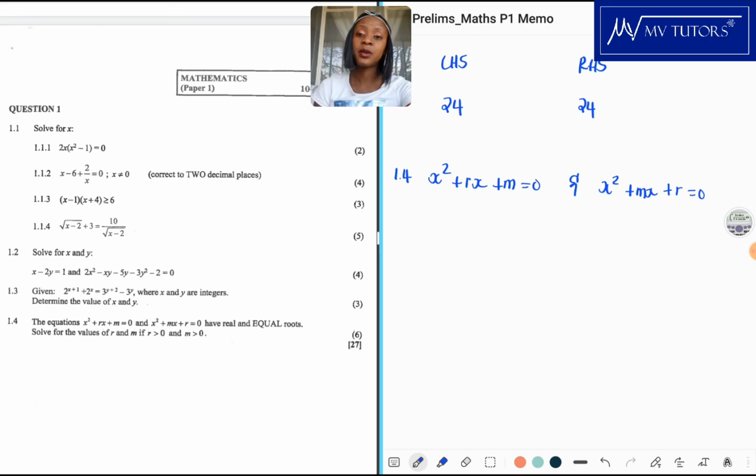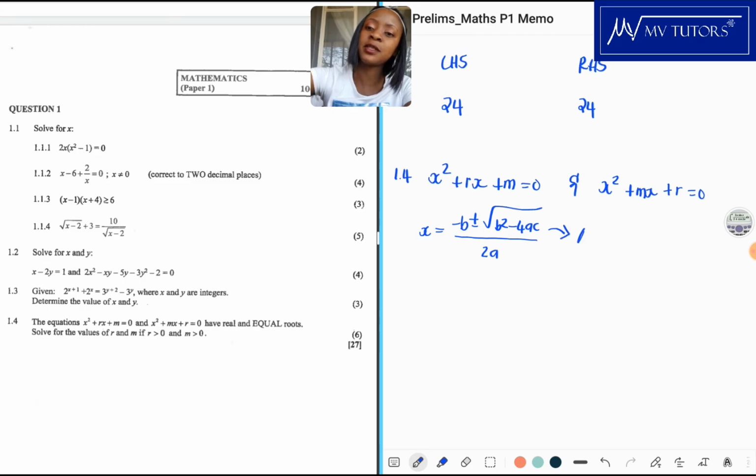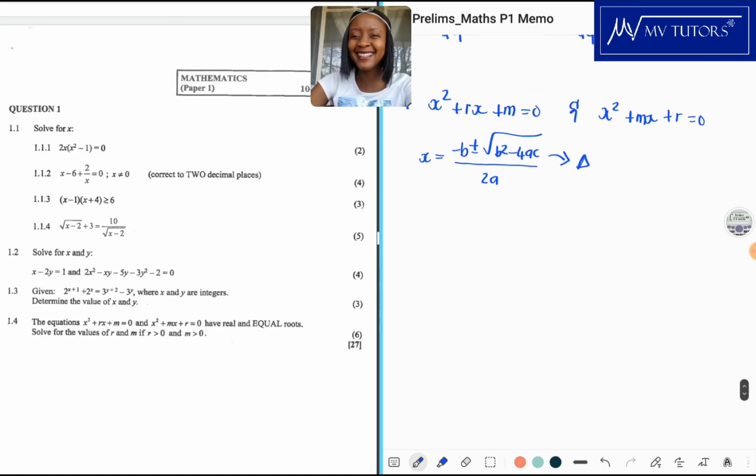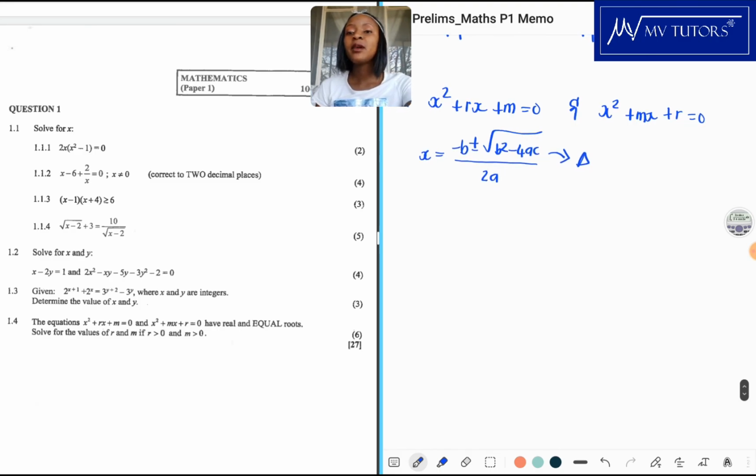The discriminant, if you look at your quadratic equation, is basically what's under the square root. Let me remind you of the quadratic formula: minus b plus or minus the square root of b squared minus 4ac. So b squared minus 4ac is your discriminant. I hope I'm using the right term. If we have real and equal roots, we make the discriminant equal to 0.